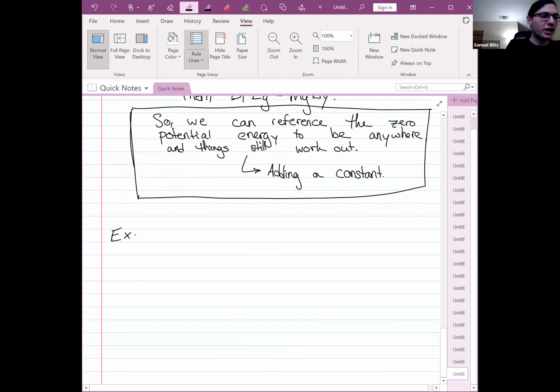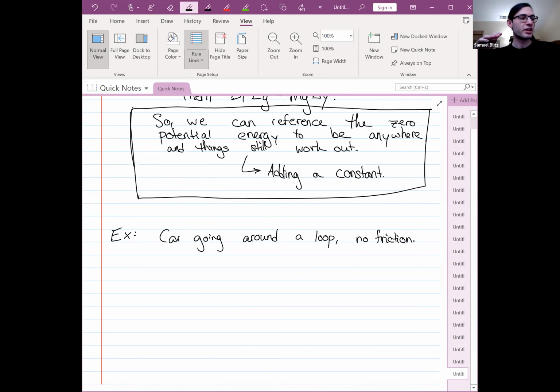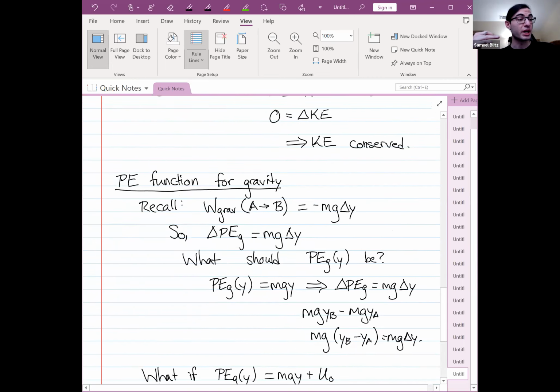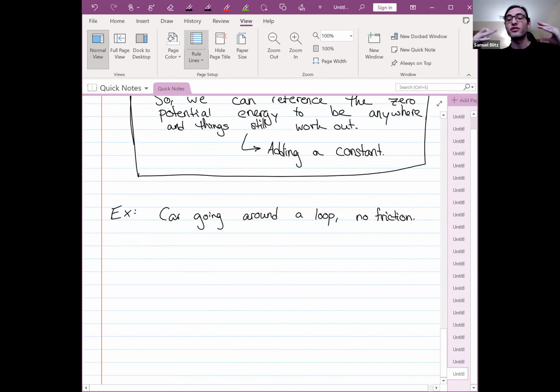So let's look at an example of a car going around a vertical loop, with no friction. So already the no friction business should tip you off that we are in the case where mechanical energy is conserved. So long as we choose our system to be sufficiently big, i.e. containing sufficiently many things, then there won't be any external forces, and we can just handle it in terms of changes in kinetic energy and changes in potential energy.